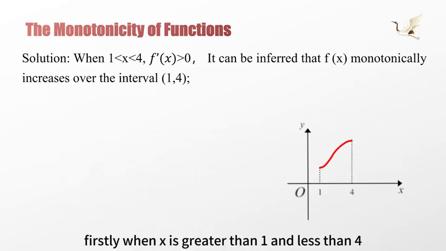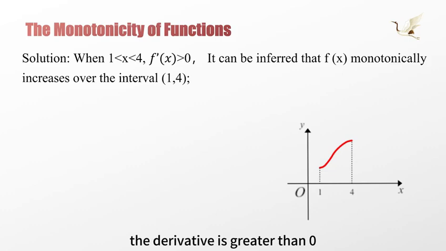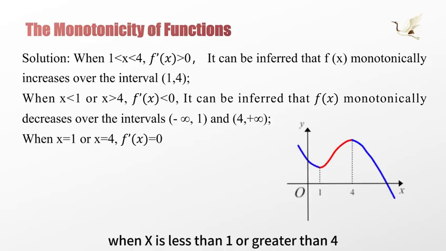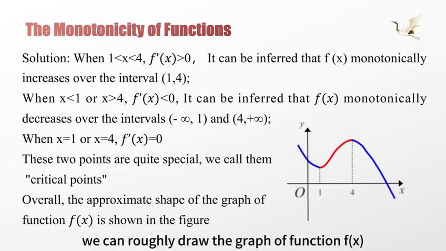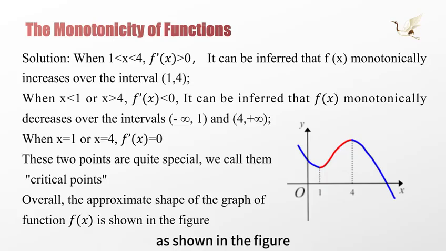Firstly, when x is greater than 1 and less than 4, the derivative is greater than 0, so the function monotonically increases over the open interval 1 to 4. When x is less than 1 or greater than 4, the derivative is less than 0, so the function monotonically decreases on the open intervals from negative infinity to 1 and from 4 to positive infinity. When x equals 1 or x equals 4, the derivative is equal to 0. So these 2 points are quite special. We call them critical points. So in summary, we can roughly draw the graph of the function f(x), as shown in the figure.